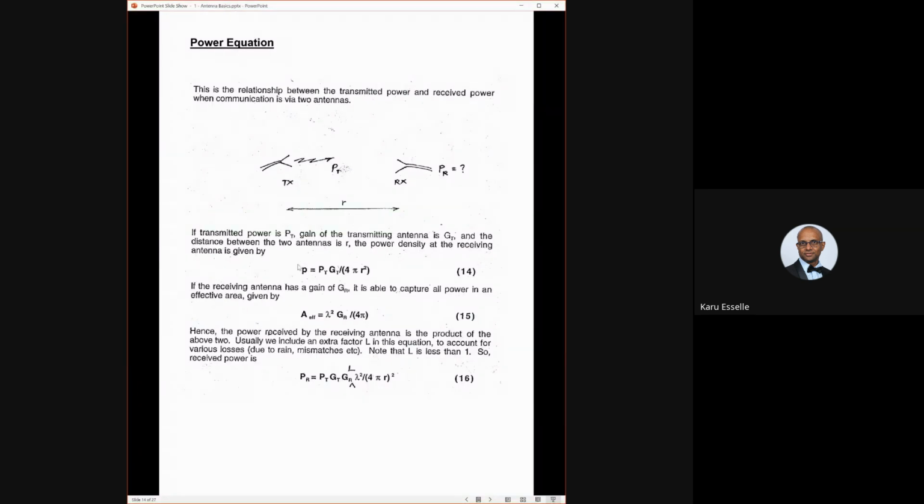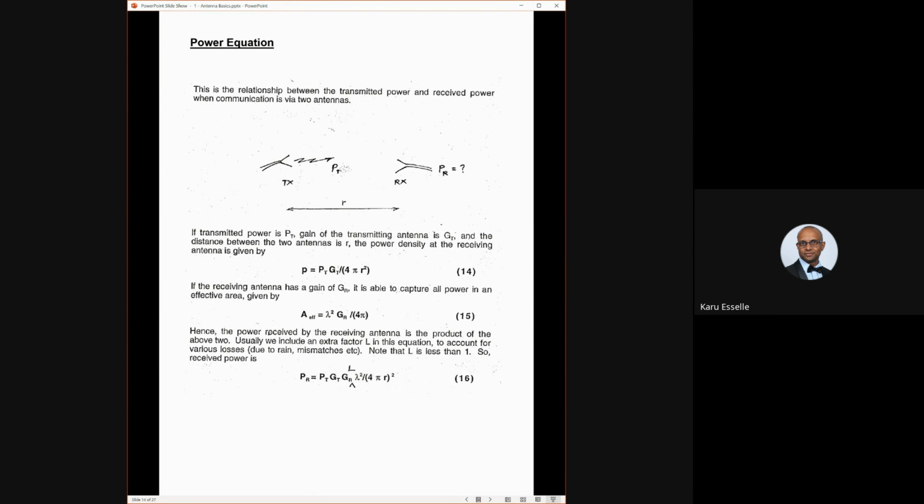So we get this many watts per square meter of radiation, and the receive antenna has a collection area of this many square meters. The collected power PR would be this times that: power density times effective area. So PT, GT, GR, lambda squared divided by 4 pi r squared. And that is the case ideally, under ideal propagation conditions.